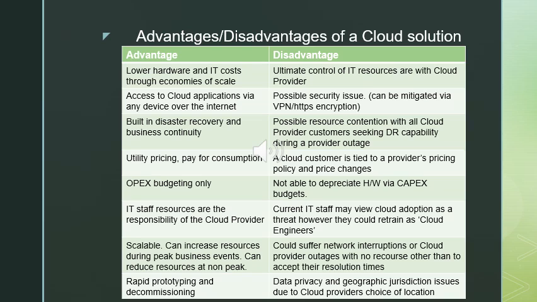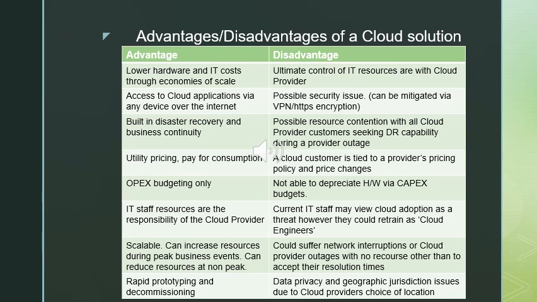From a business's point of view, all of these expenses would be incurred by the OPEX budget. IT staff resources are also the responsibility of the cloud provider. Cloud solutions are scalable. They can increase resources during peak business events, and you can also reduce those resources at times of non-peak. It also allows a company to rapidly prototype and also decommission those rapid prototyping systems once they are done. And what are some of the disadvantages, however, of a cloud solution?